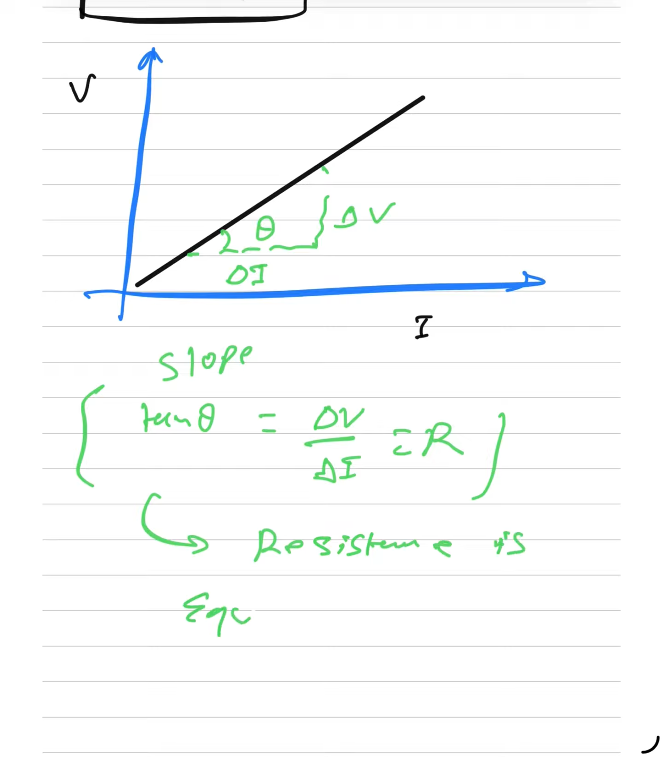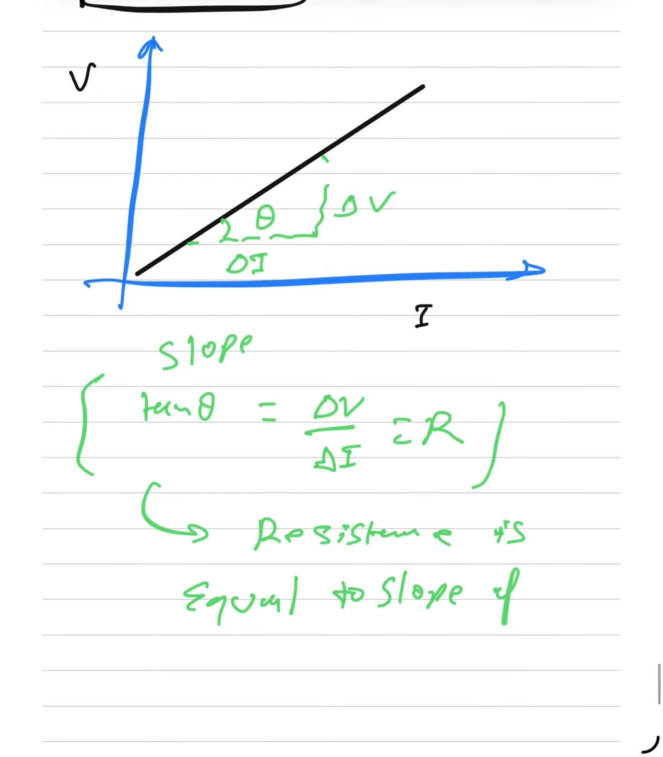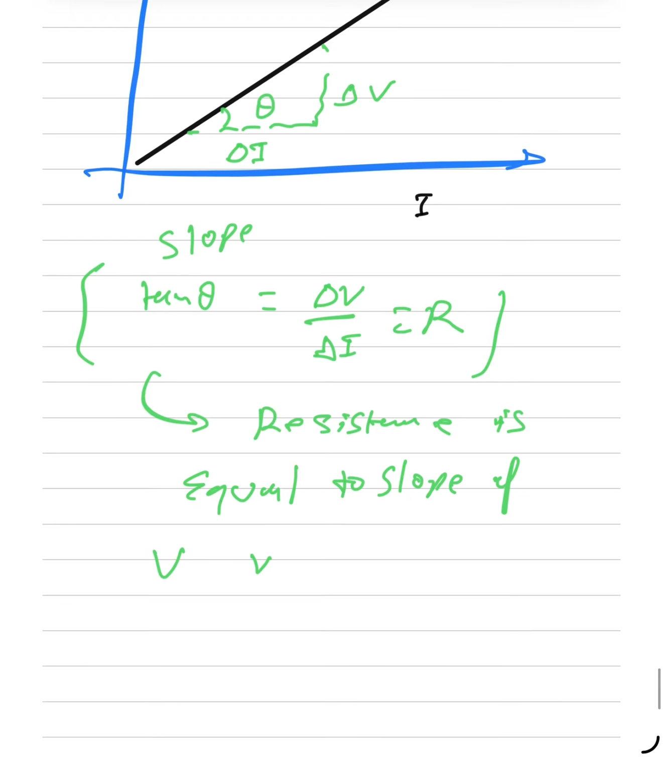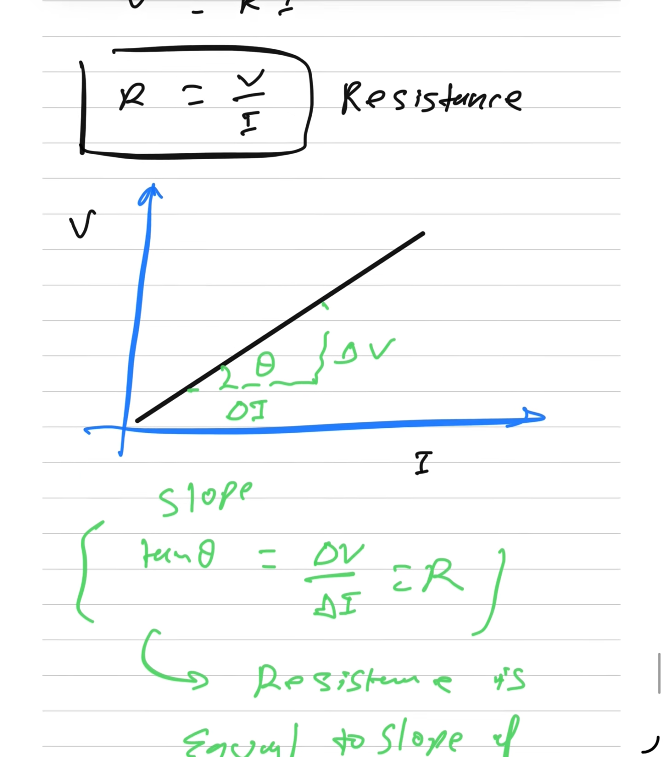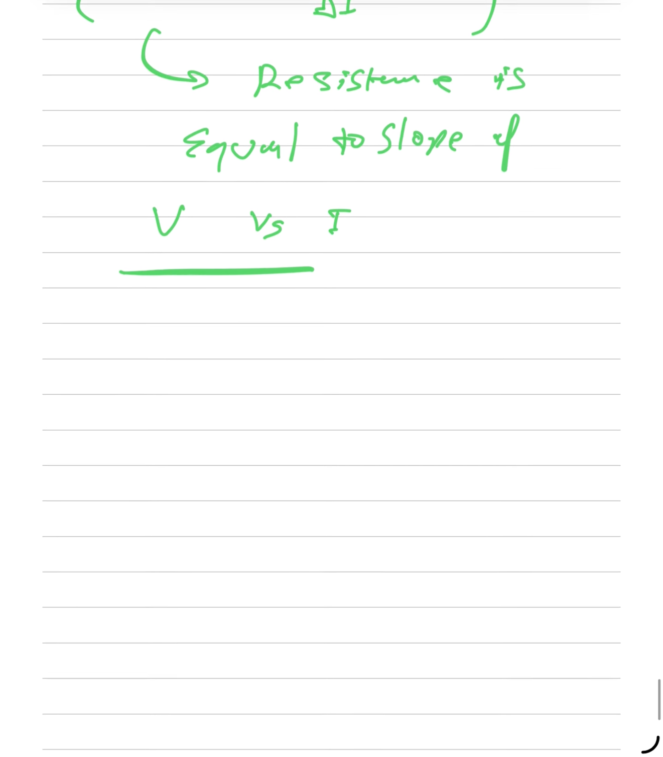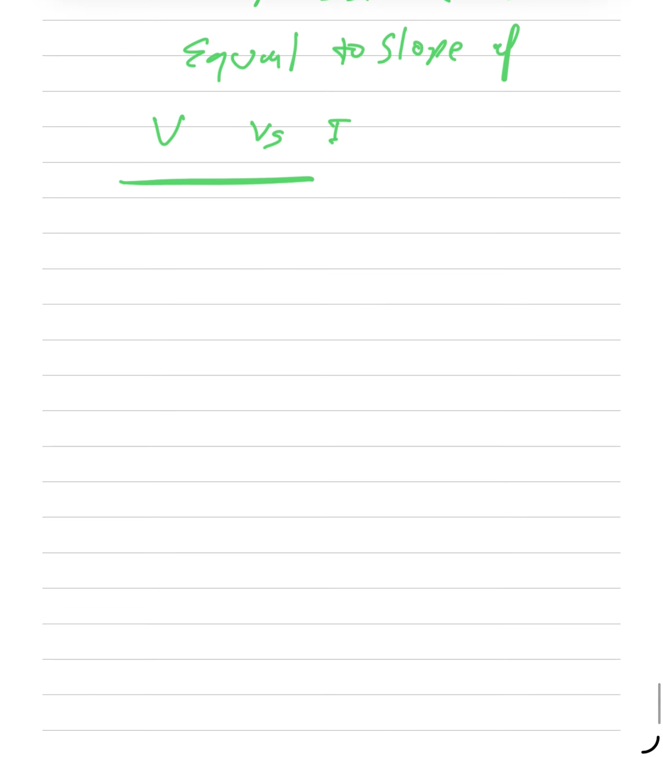Resistance is equal to the slope of the potential difference versus current graph, right? This is a basic relation, a basic concept about Ohm's law, right?